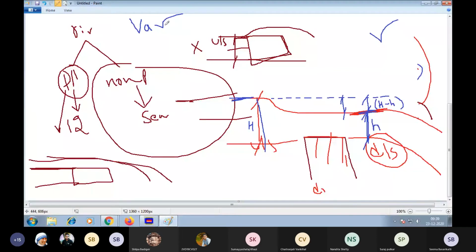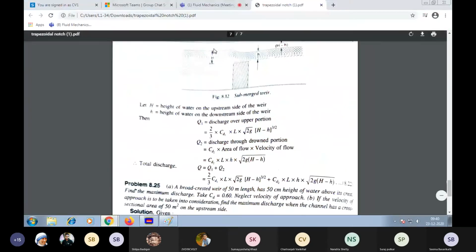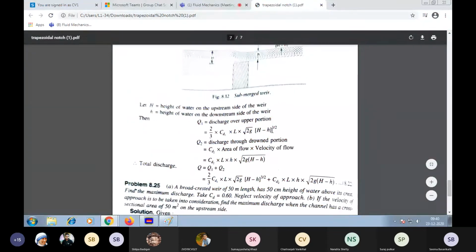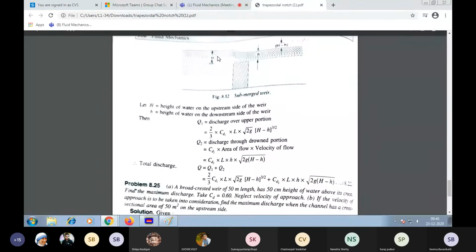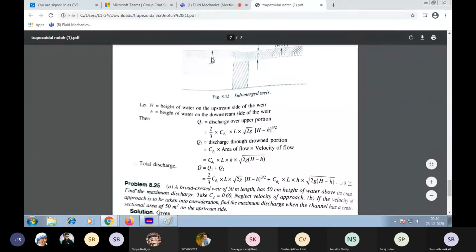In the velocity of approach equation, we used to take (H plus ha) raised to 3/2 minus ha raised to 3/2 in spite of taking H. But here, in case of a submerged or drowned weir, in spite of taking H, we are going to take H minus h. That difference you should know. So H minus h raised to 3/2. This is the discharge only at the upstream side, only at the upper portion.